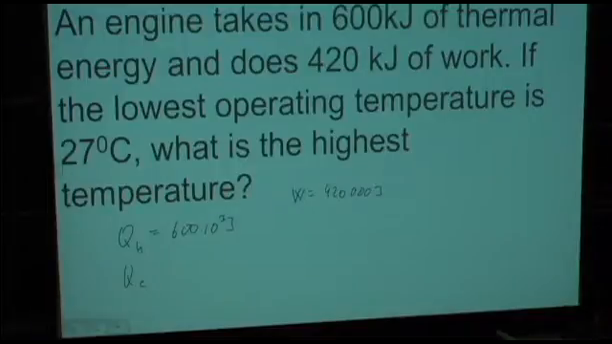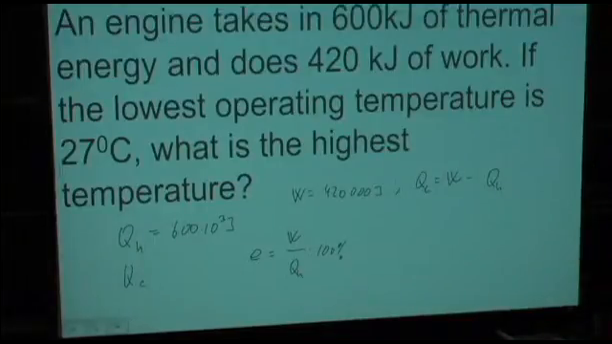So first of all, if we want to, we can calculate how much heat is lost. It's just work minus this. This number is negative, of course. So what else can we calculate? The efficiency. The efficiency is just work divided by this, times 100%. Done. What else can we calculate?